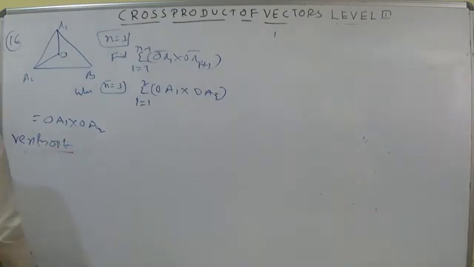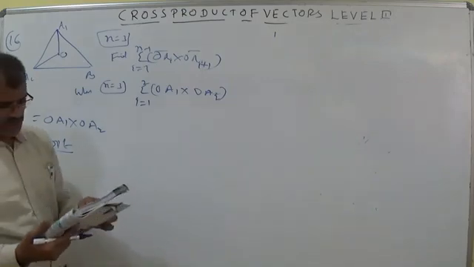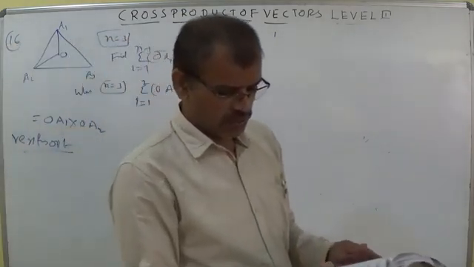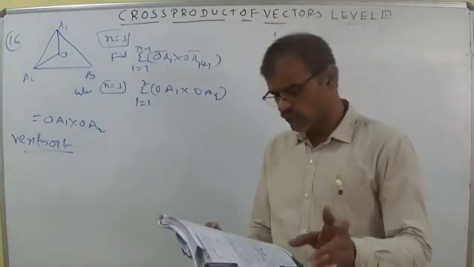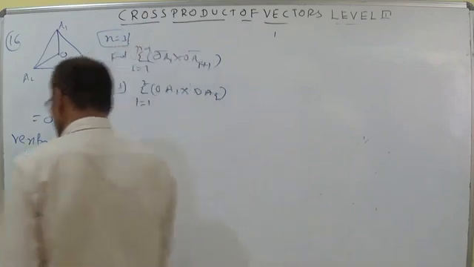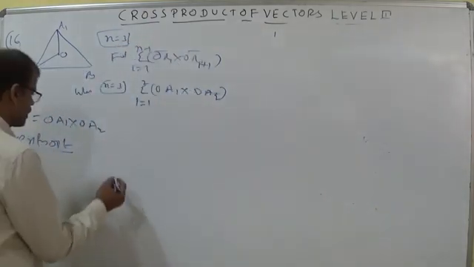Verify options. n is equal to 3 we have taken, so n minus 1 becomes 2. n plus 1 is 4. n minus 1 becomes 2. Only the fourth option or third option. For OA1 cross OA2, only the third option is valid. So how can you say?